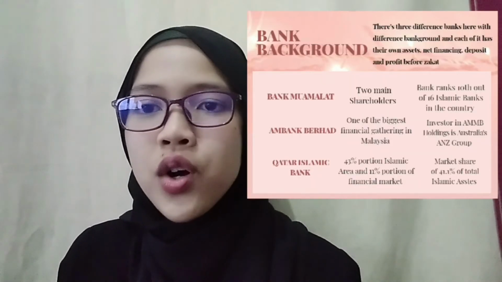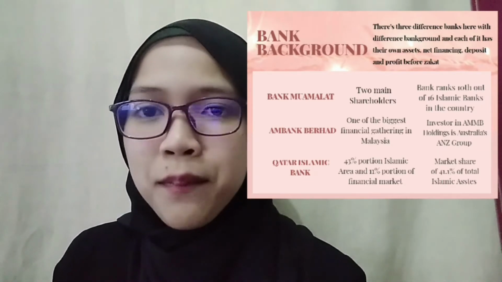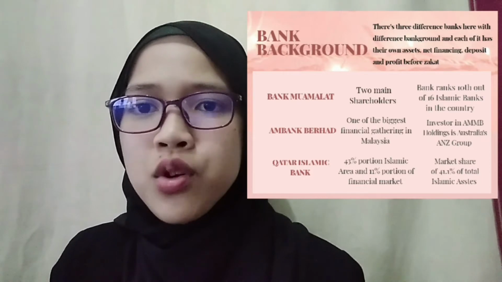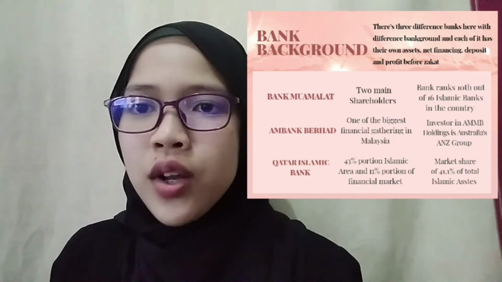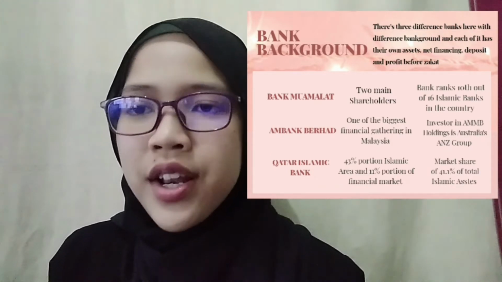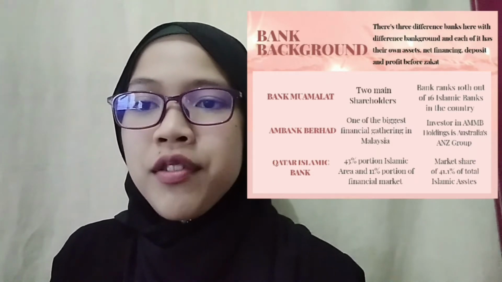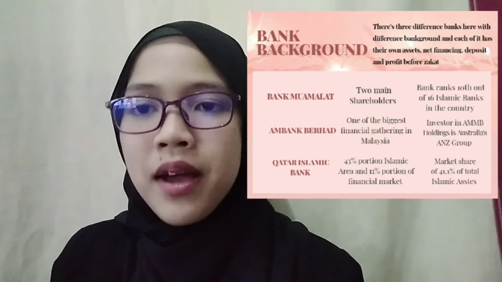And the last one is our international bank, Qatar Islamic Bank. We chose this bank because it is the main Islamic monetary organization in Qatar, and its net asset is 163,519,211 billion. Qatar Islamic Bank covers a 43 portion of the Islamic area and 11% of the financial market in general. As you can see from the slide, its market share is 41.1% of total Islamic assets, which shows its ability to continue delivering the best results and maintain its position as the best Islamic bank in Qatar.